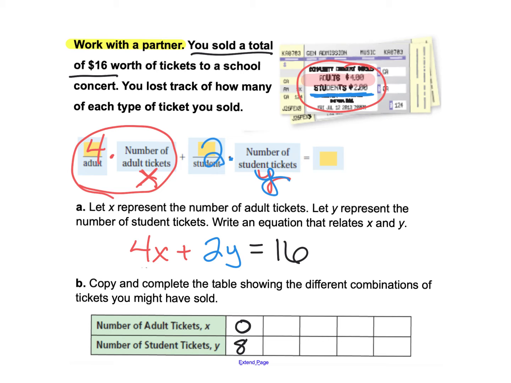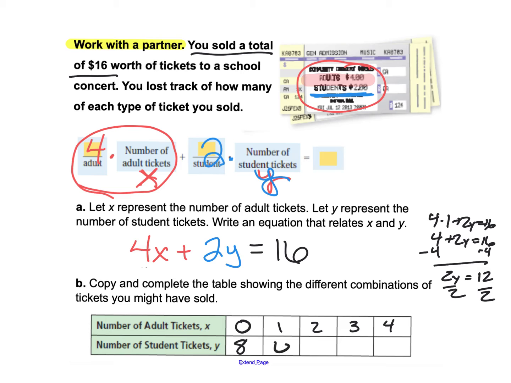So let me erase this, and let's go back and do for 1 adult, 2 adults, 3 adults, 4 adults. We'll go on if we have to. So 4 times 1 plus 2y equals 16. This is 4. So we're just solving equations. So we're taking away our 4. We get 2y equals, I believe that's 12. Divide by 2, which would give us 6.